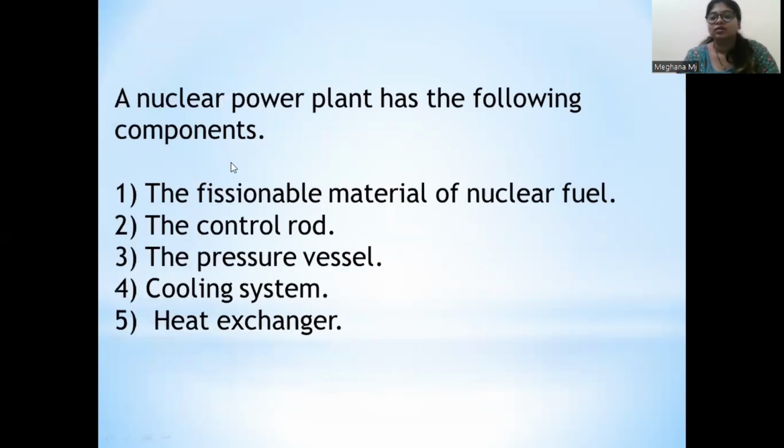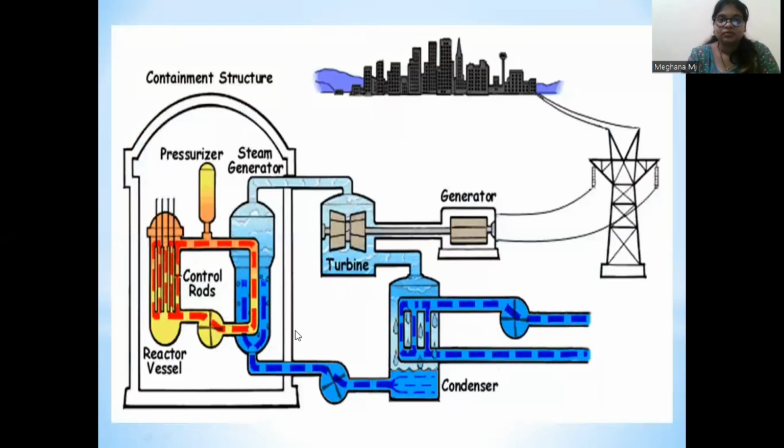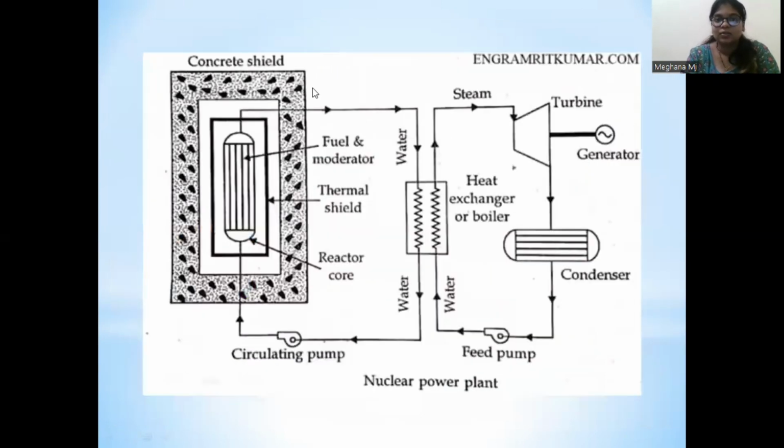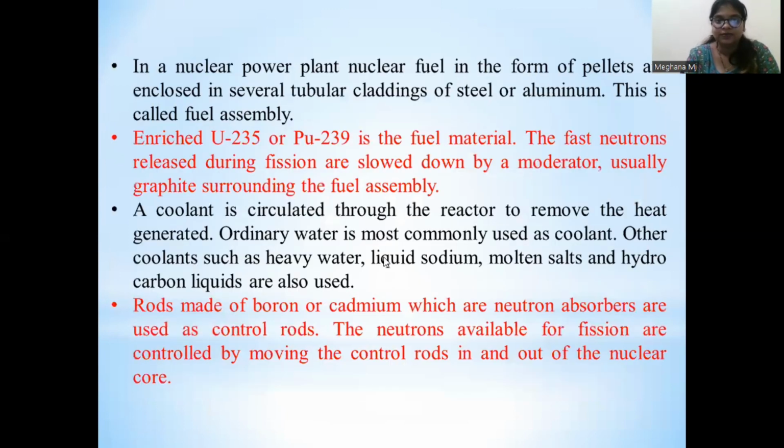Next, the components involved in the nuclear power plant are the fissionable material or nuclear fuel, the control rod, the pressure vessel, the cooling system, and the last is the heat exchanger. This is the 3D diagram of the nuclear power plant, and this is the block diagram of the nuclear power plant. In a nuclear power plant, nuclear fuel in the form of pellets is enclosed in several tubular claddings of steel or aluminium. This is called a fuel assembly.